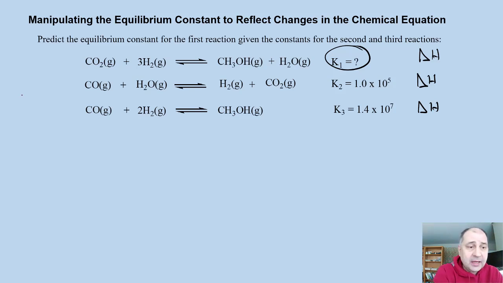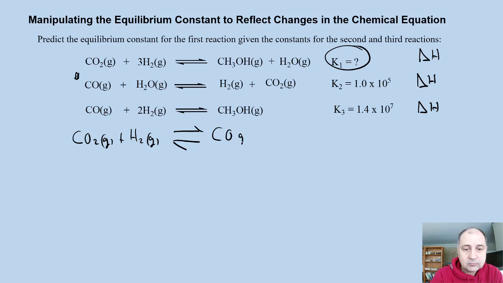And so if you look at this one here, it has water as a reactant, but we want water as a product, so you need to reverse that reaction. So that's the first step we're going to do. We're simply going to reverse that. So we have CO2 and H2 forming CO and H2O. So that's just reversed, and so the K for that would then be 1 over K2.